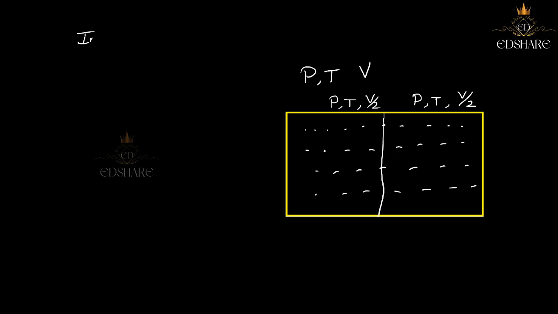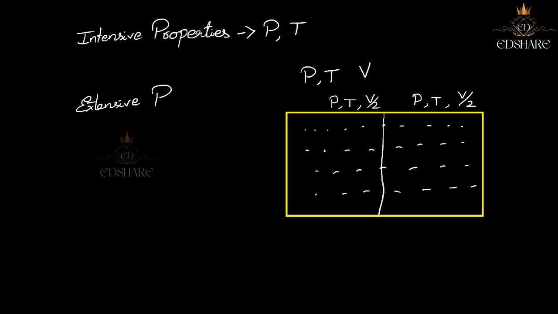Therefore, pressure and temperature are the intensive properties. Whereas extensive properties are dependent on the size or mass of the system. In this example, you can see that volume can be considered an extensive property.